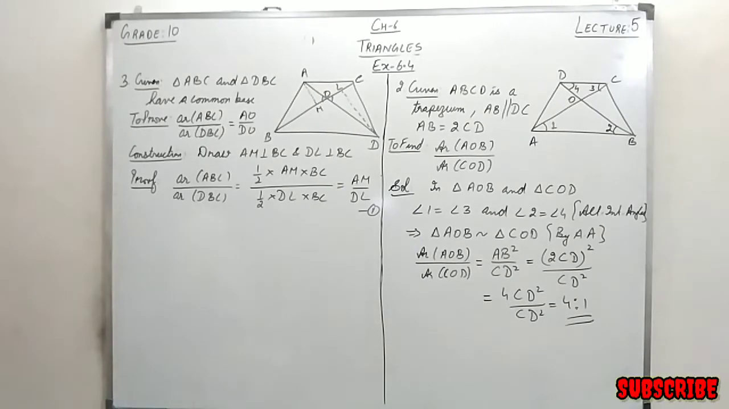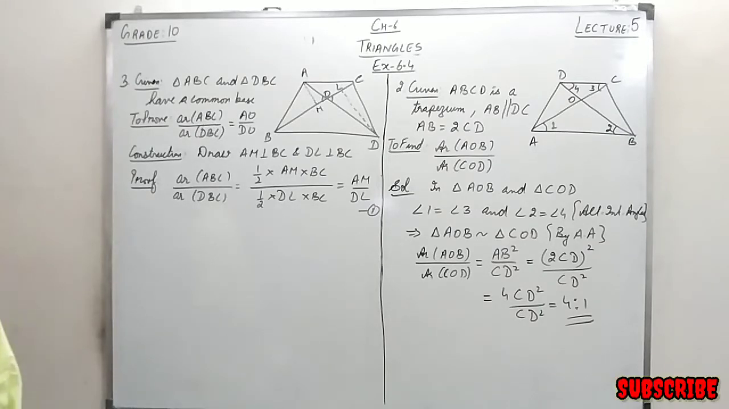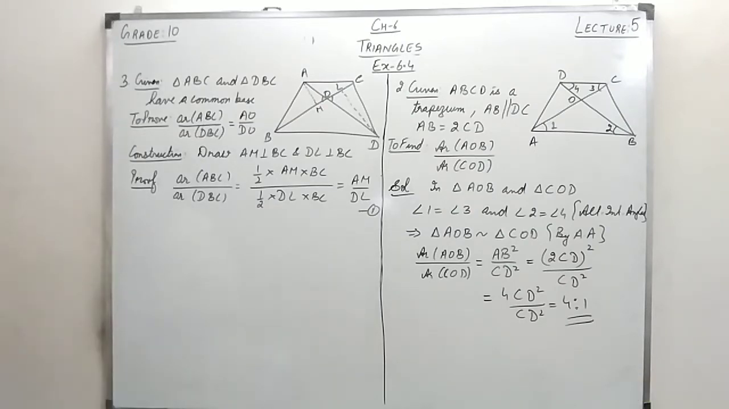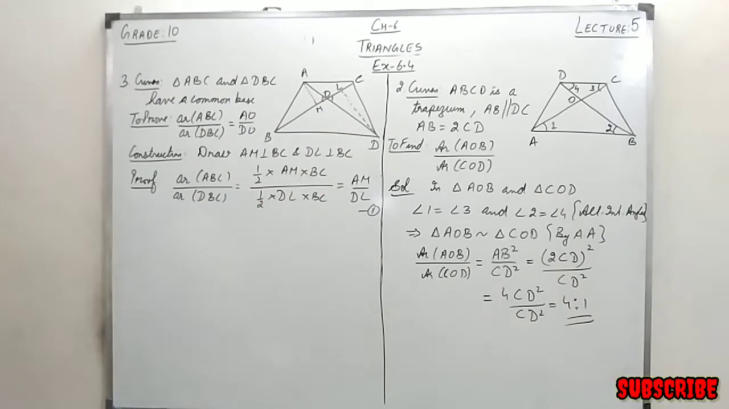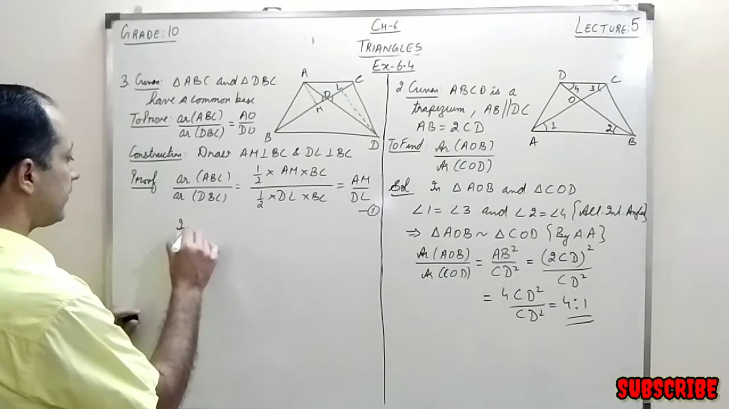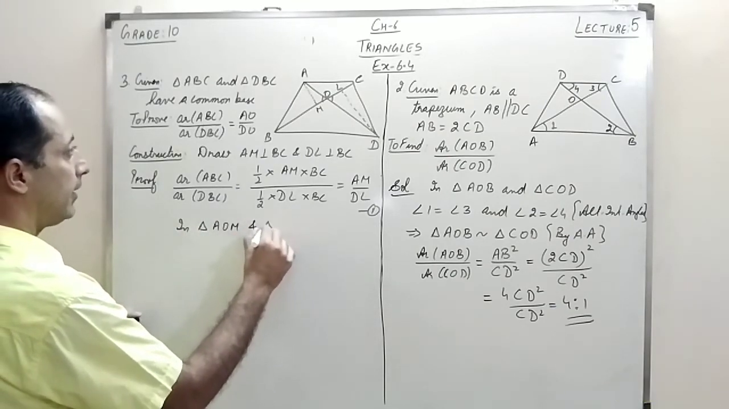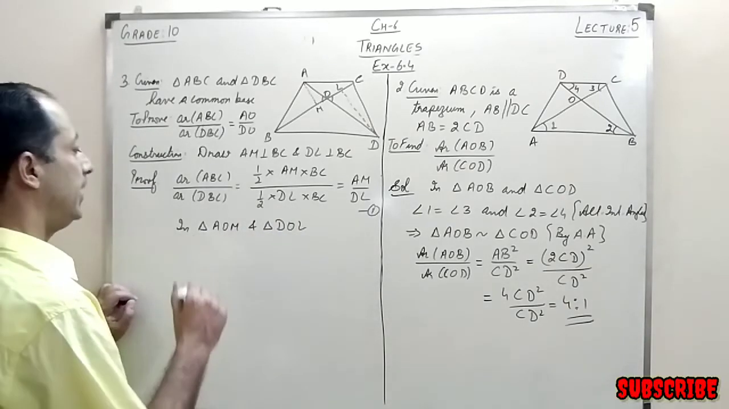Either we apply that the triangles in which these sides lie are similar, or BPT. BPT we can't apply because we are not given any parallel side. So the important thing would be to prove those triangles similar which contain these sides. So obviously AO and AM are in triangle AOM, and DO and DL are in triangle DOL. So I take triangle AOM and triangle DOL.